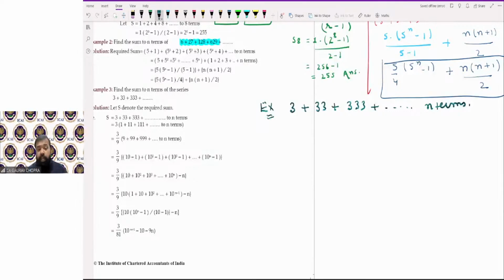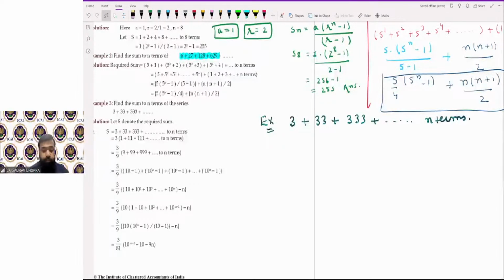तो इस सीरीज में क्या कुछ आपको कॉमन दिख रहा है? इज देयर एनीथिंग कॉमन हियर? यस, 3 इज कॉमन, तो आप 3 कॉमन ले सकते हैं। सो व्हाट इज लेफ्ट? 1 प्लस 11 प्लस 111 एंड सो ऑन अप टू n टर्म्स। नाउ इस क्वेश्चन को सॉल्व करने के लिए कुछ लॉजिक्स लगाने पड़ेंगे। अब इस सीरीज में क्या पैटर्न चल रहा है, या आप क्या पैटर्न बना सकते हैं? तो जब भी ऐसा पैटर्न आता है, देयर आर फिक्स्ड सेट ऑफ रूल्स.